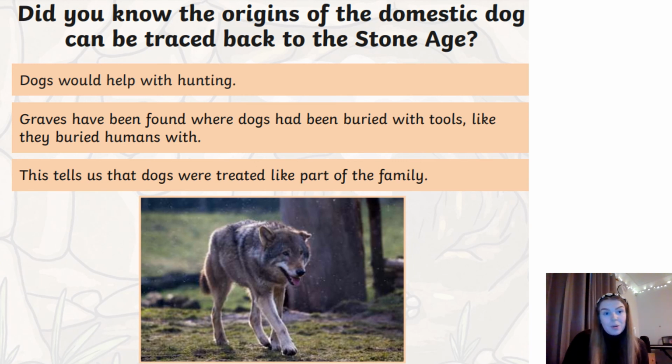And then one of the most interesting things I think is that they used dogs just like pets as we do now. So it says dogs would help them with hunting, and graves have been found where dogs have been buried with tools, just like they buried humans. So if they've given them tools, they obviously really valued them and maybe thought in their next life they wanted to use these tools to help them live and protect them. It says this tells us that dogs were treated like part of the family.